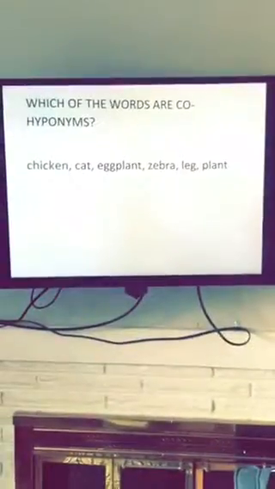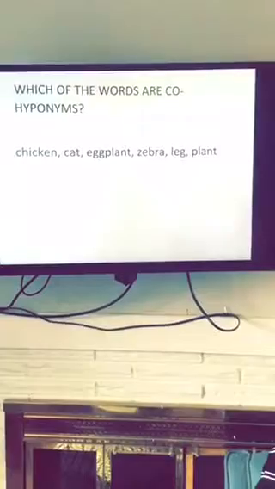Last question, which of the words are cohyponyms? Chicken, cat, eggplant, zebra, leg, plant. As you'll recall, words are cohyponyms when they are two words that are related under a superordinate category. So in this instance, a chicken, a cat, and a zebra would be cohyponyms of the superordinate animal.